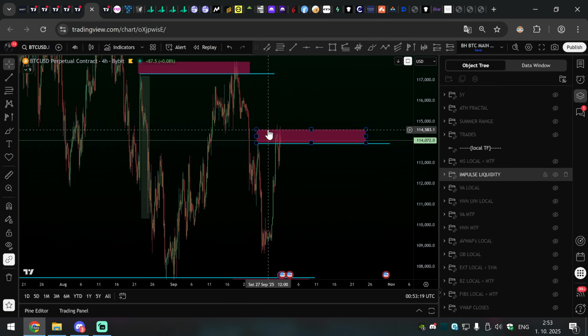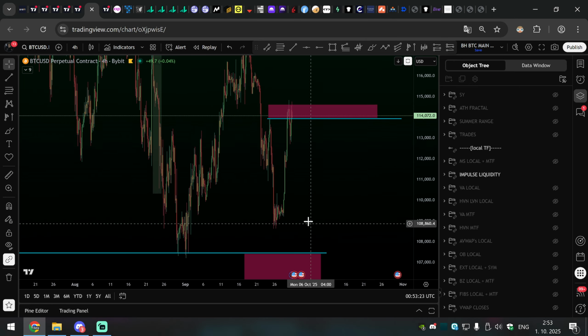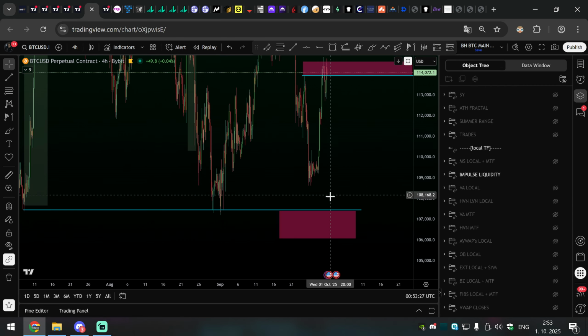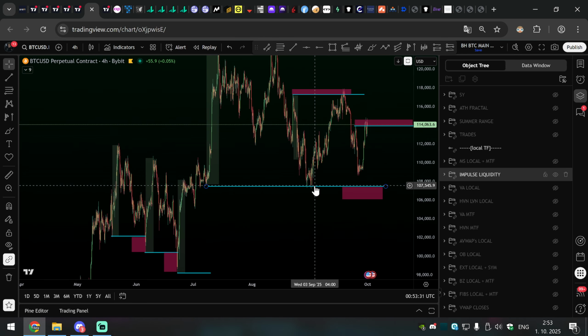So this one was taken already. Yeah, but I will be deleting it. But we now have another impulse. This was a very impulsive move to the upside, so there will be more liquidity even below, which will be going into this liquidity. You see the liquidity below 107k.